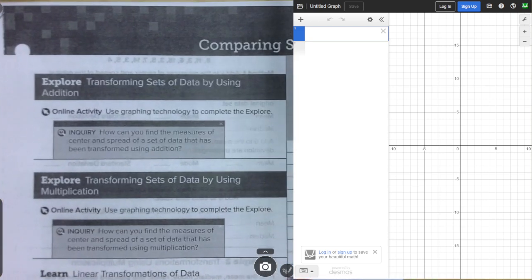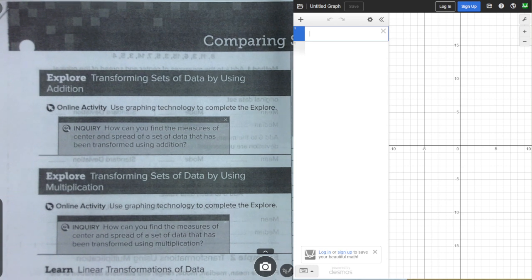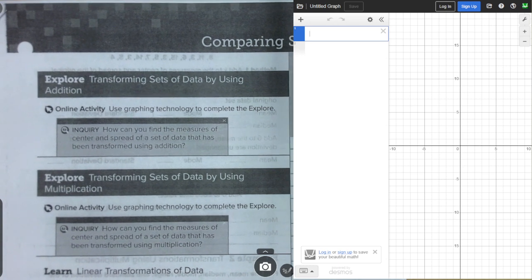Hello and welcome back. Today we're going to be working on comparing sets of data, and this will be done with transformation. So it says transforming sets of data by using addition. Inquiry: how can you find the measure of the central spread of a set of data that has been transformed using addition? And this is going to be actually very easy to see.